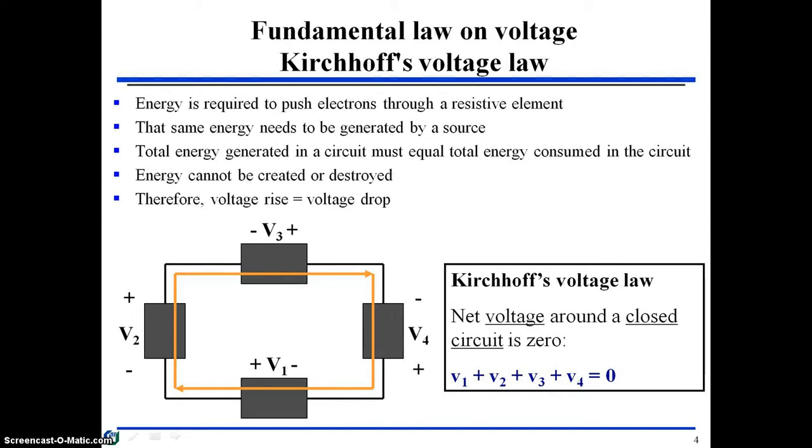That is, across a closed path, the voltage will be 0. The net voltage across a closed circuit is always 0. The voltage drop is equal to the voltage gain, that is, the voltage rise. For the given circuit, I have shown it as follows.